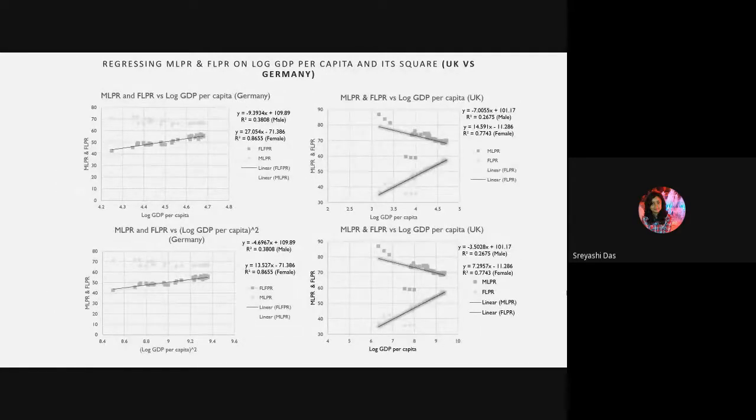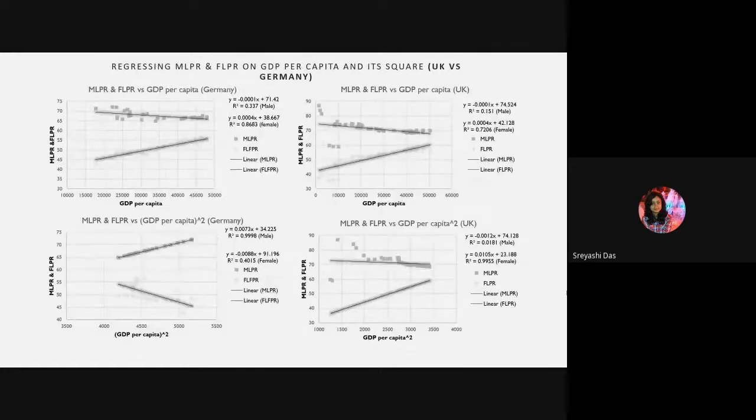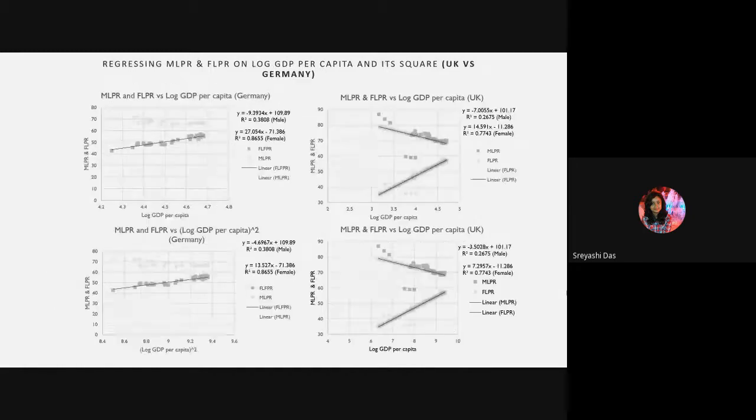So here, no, go to the previous slide. You don't need to explain GDP per capita. Okay, sir. So if we see the value of R square, the higher the value of R square indicates the higher the significance. So in case of Germany, the value of R square is greater than that of UK when we consider GDP per capita. But for GDP per capita square, the value of R square is greater in UK than in Germany. Can we move to the next slide? Okay, yes.